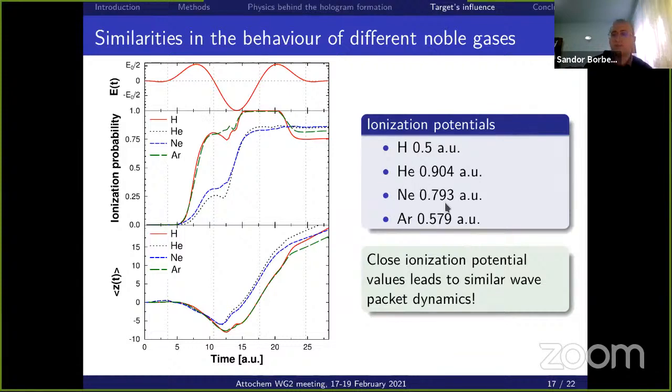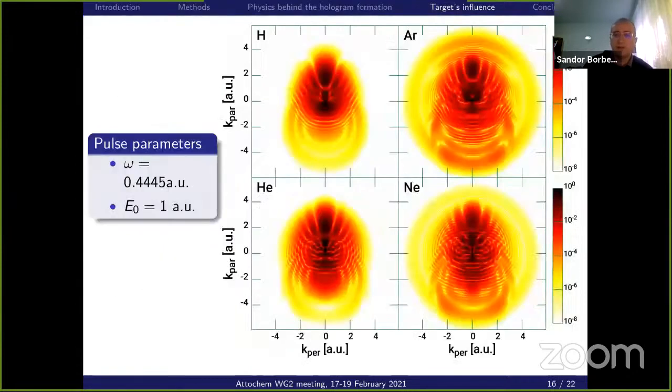And due to these similar ionization potentials, when these atoms are interacting with our few-cycle laser pulse, the created wave packet dynamics is very similar in the case of the hydrogen and argon, and also for the helium and neon. So if the similarity between hydrogen and argon can be traced back to this similar ionization potential, now we wanted to see the difference between hydrogen and argon.